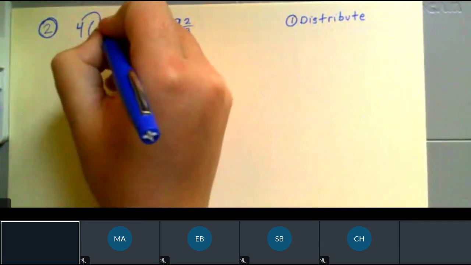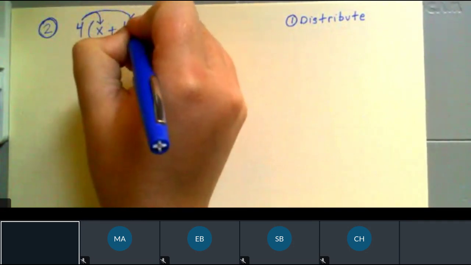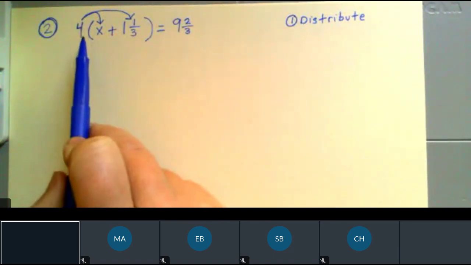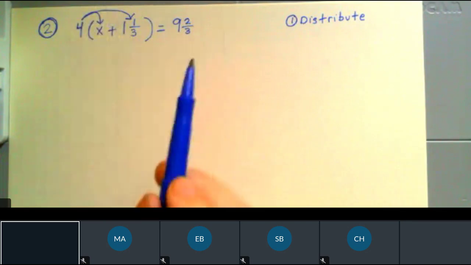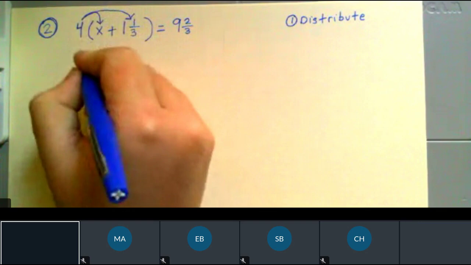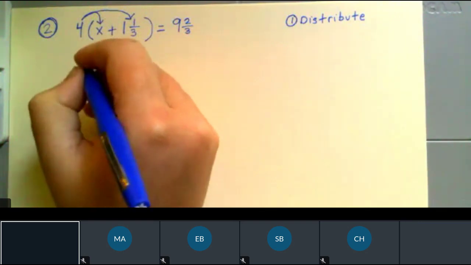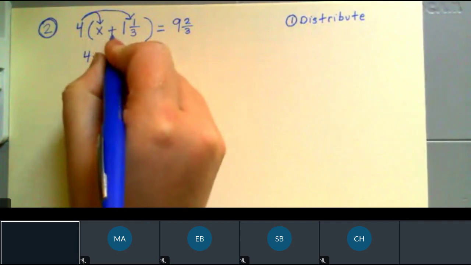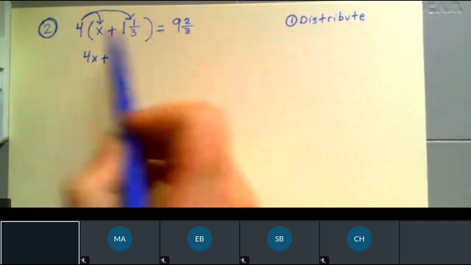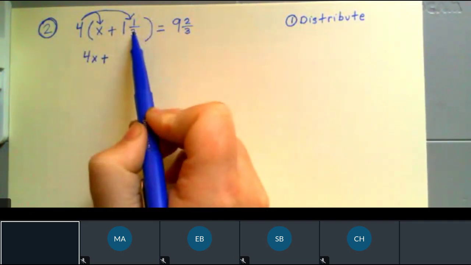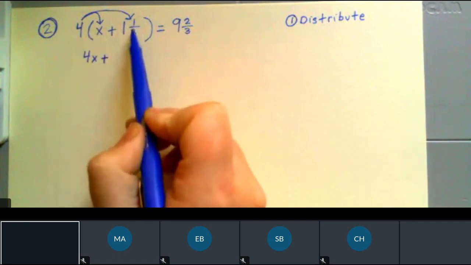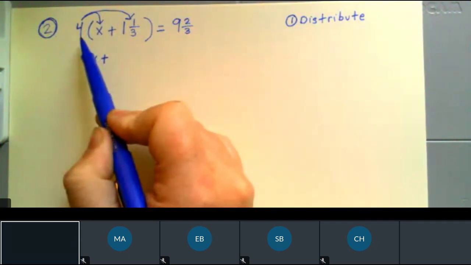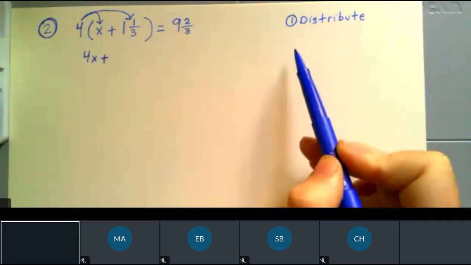We're going to distribute this 4 to the x and to the 1 1/3. So remember, when you're distributing, you take whatever number's outside the parentheses and multiply it by each number that's inside. So 4 times x is what? Good, 4x. Bring down this plus sign. And then to multiply 4 times 1 1/3, you can't just multiply 4 times 1 and keep 1/3, right? We're going to have to change this to an improper fraction and put this 4 over 1 to make it a fraction as well. So let's do it over here.